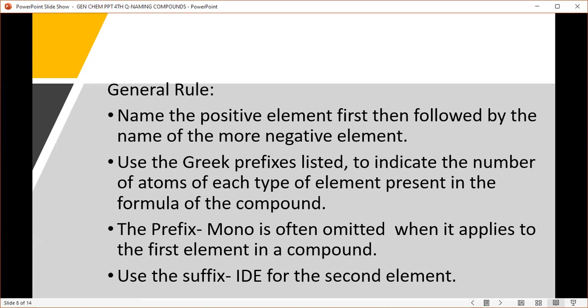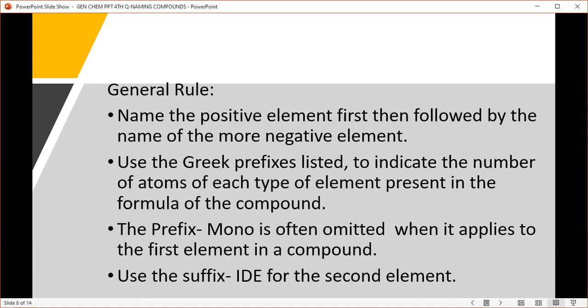So the prefix mono, meaning one, is often omitted when it applies to the first element in a compound. So if one is the subscript of the first element, then we just omit it, we do not write the word mono anymore. Okay? But if the second element has one as its subscript, we really write the prefix mono.